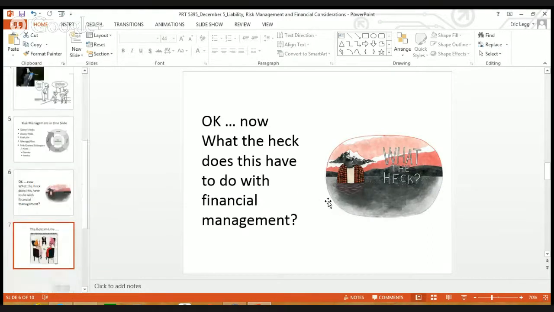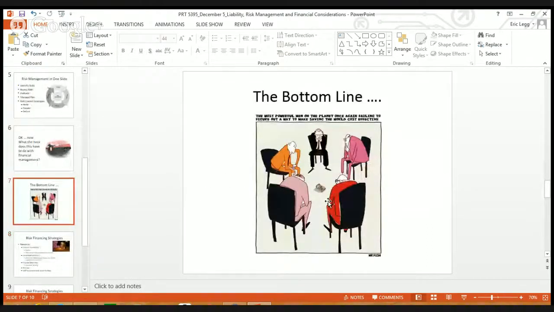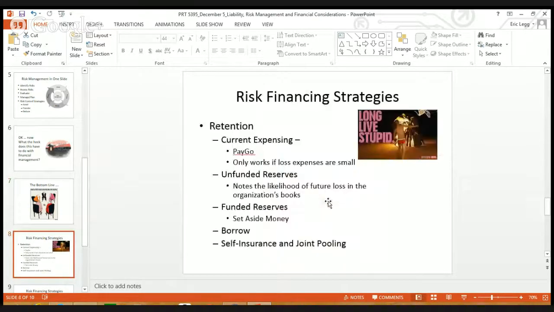So what does this have to do with financial management? Well, the bottom line is civil cases. If you lose a civil case, you're going to have to pay money, sometimes a large sum of money. So by managing your risk, you are also managing your finances. So how do we finance that risk? Again, we'll talk about a couple of different ways.